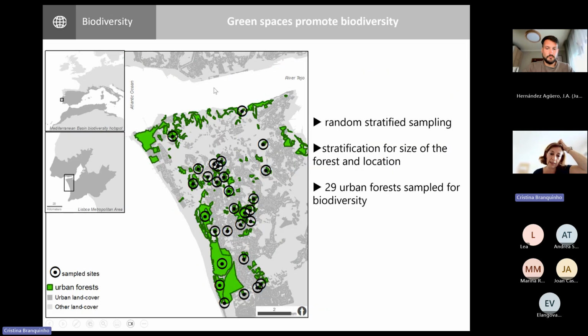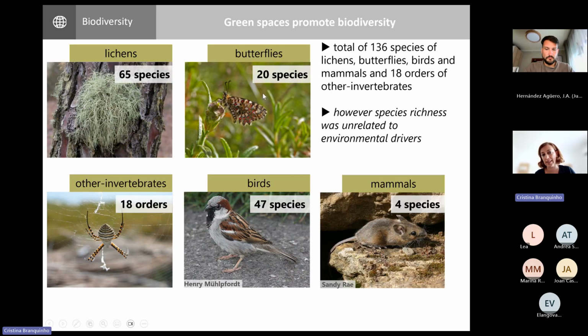So what we did was a sampling design where we randomly stratified forests, having in mind the location and the size of the fragment. After this, we sampled at the centroid of the forest, assuming that the centroid is the farthest from urban areas and the best place in the forest. At the centroid, we sampled different taxa. We wanted to look at these fragments through different aspects of diversity, how different taxonomic groups would look. So we looked at lichens, butterflies, other invertebrates, birds, and mammals.